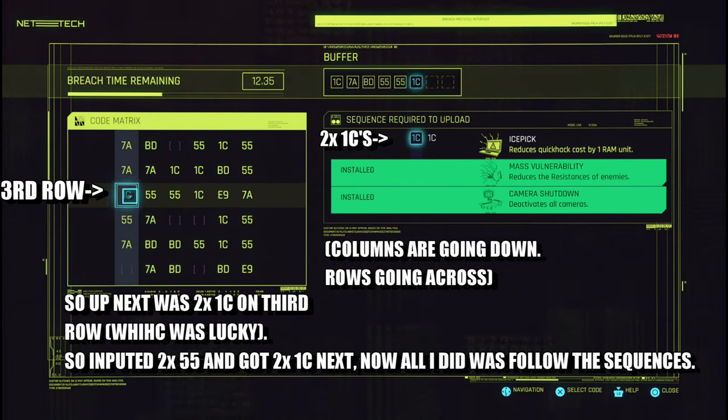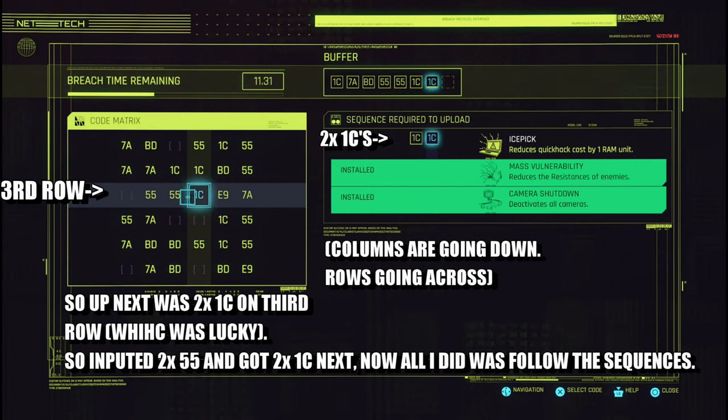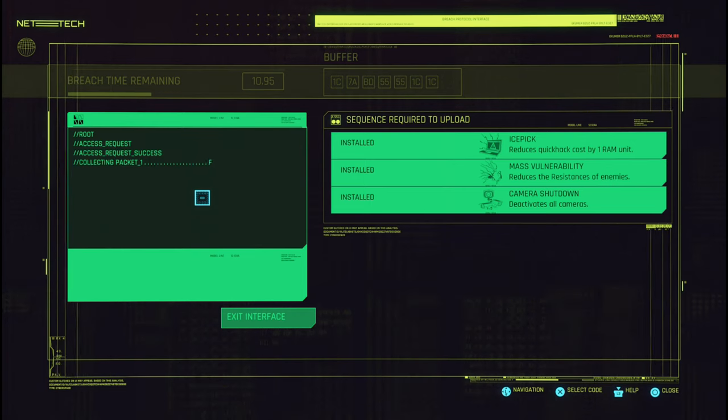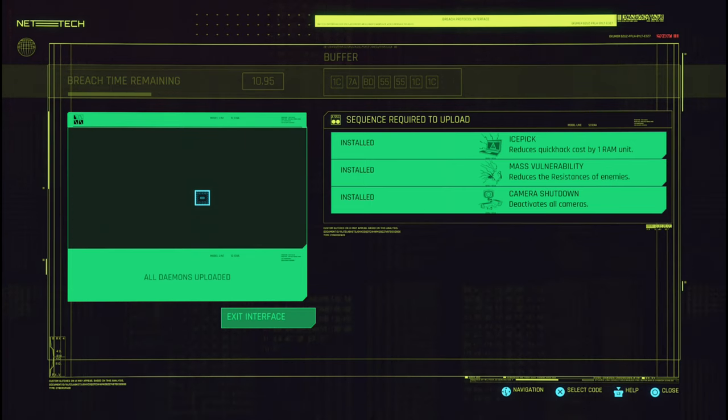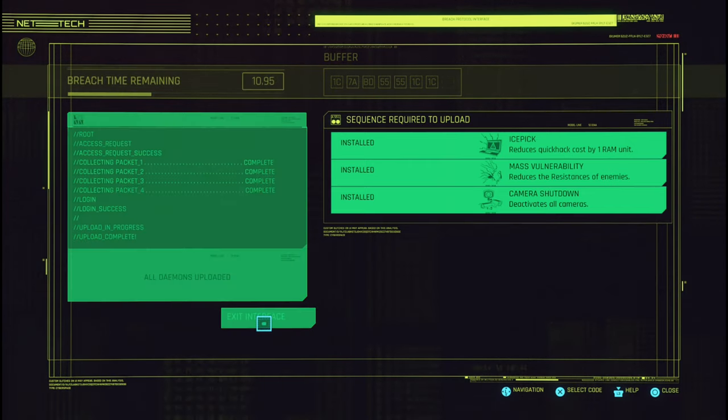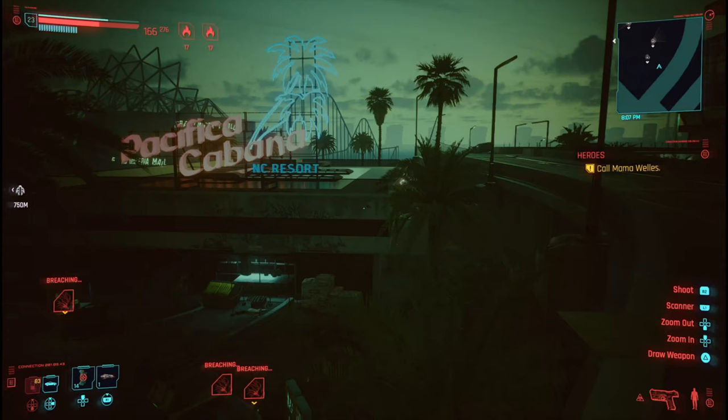Then it needs to be 1C, and then the other 1C. And then that is it. It is done and dusted. It's very hard and difficult to do. I will try and indicate these by using arrows to help you along. I really hope you liked that. So, okay, thank you.